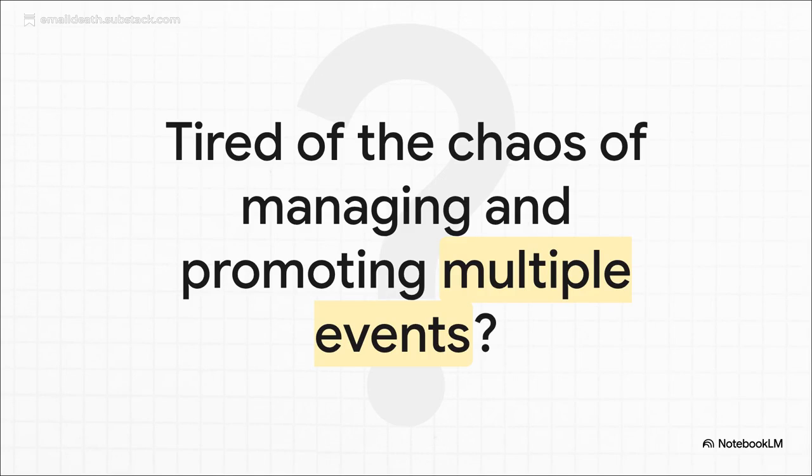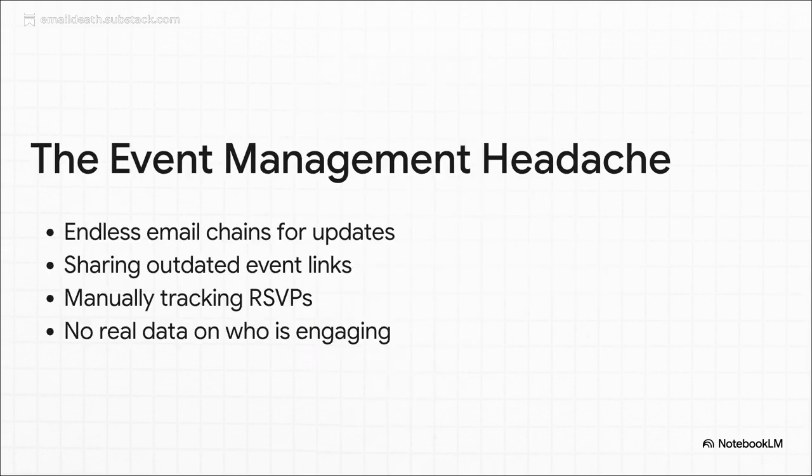If you've ever tried to organize anything, a webinar, a sales demo, even a whole season of sports games, you know the pain. It's just chaos. The endless email chains, the broken links, that sinking feeling that you forgot to update somebody, it is a logistical nightmare. Does any of this sound familiar? You're drowning in emails just to send one simple update. You're sharing links that are basically old news the second you hit send. You're manually tracking RSVPs in some spreadsheet, and you have no real clue who's actually paying attention. It's a huge, time-sucking headache.